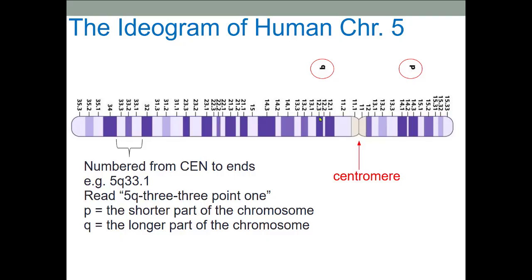So that's how they're read. So if you saw 5Q33.1, you would say it just like I did there, 5Q33.1. And of course now with genome sequencing and stuff, we can just say what base pair we're starting with, but you'll still see this kind of banding pattern being discussed.